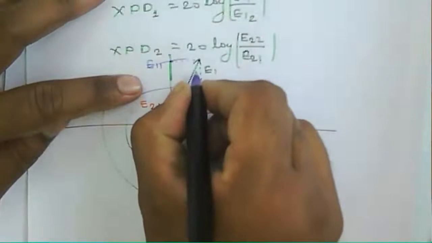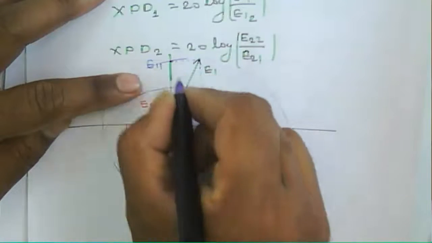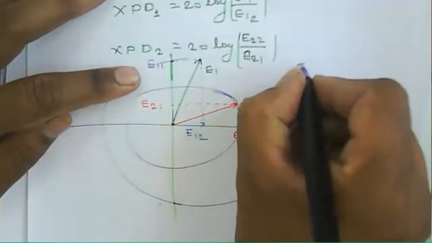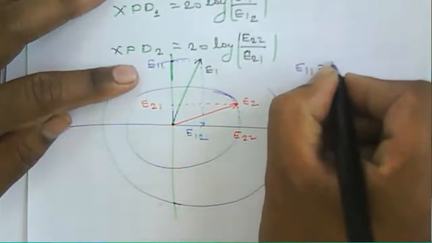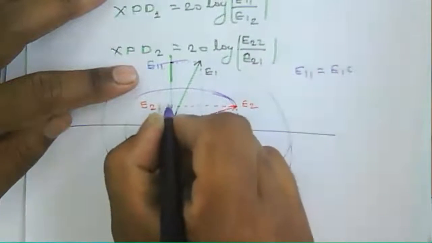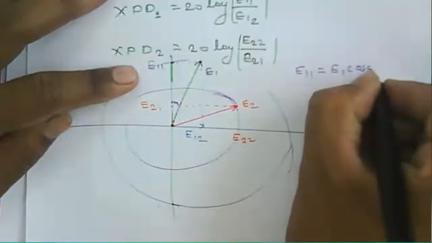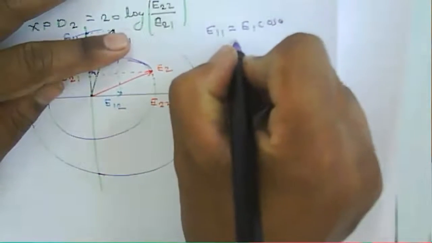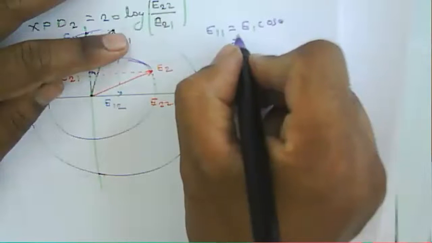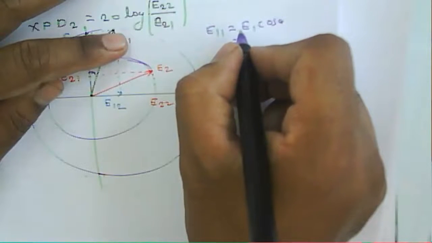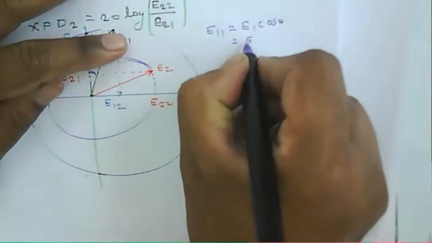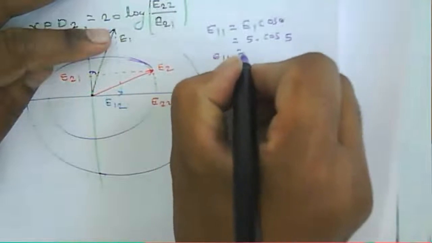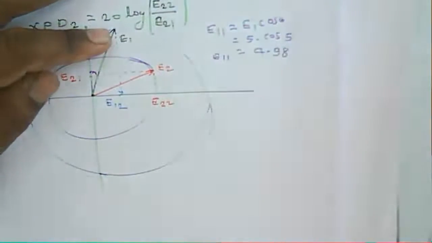So for E1, we have E11 and E12. For E2, we are getting E22 and E21. From this, we can calculate that E11 is equal to what? This is theta here, cos of theta, so E11 is E1 cos of theta. That E1 is 5, cos of 5 degree, so we'll get E11 equal to 4.98.